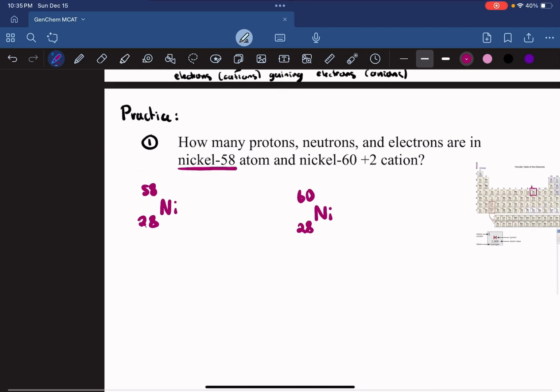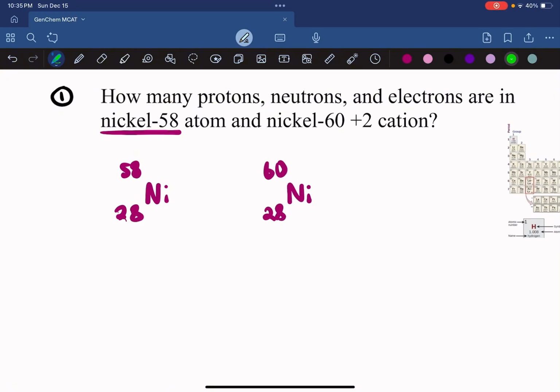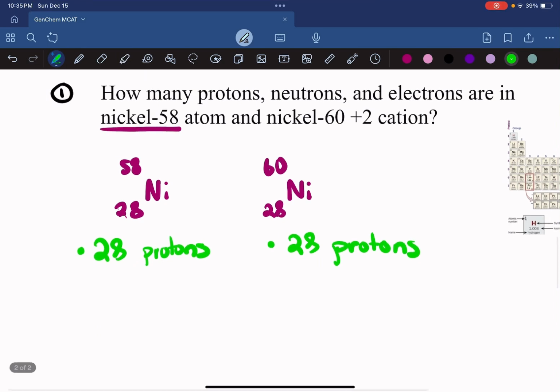So these two are isotopes of each other. So let's compare them. So nickel-58 has 28 protons. Nickel-60 also has 28 protons. Because remember, the number of protons does not change in an element or isotopes of an element. It's always the same. The only difference between different atoms of an element is the number of neutrons, which is the case for this example.